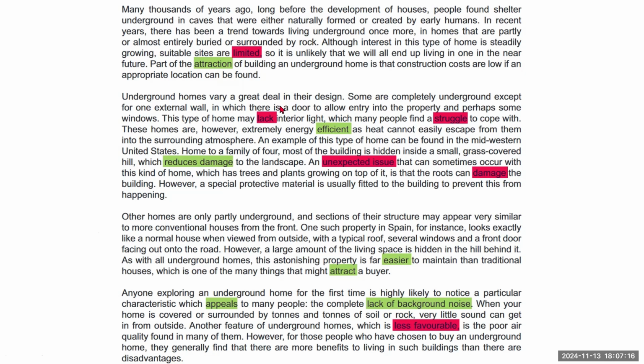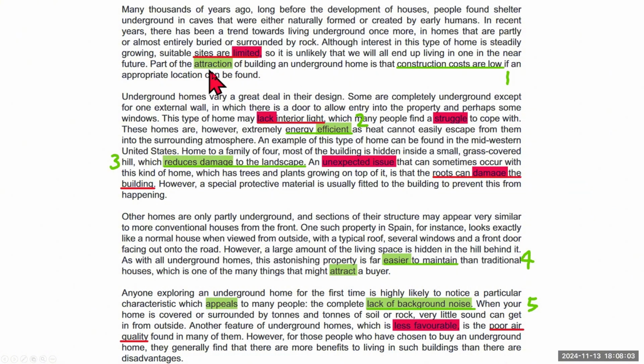For example, attraction, efficient, reduces, damage. Sometimes it's not just one word, it may be a short phrase. Easier, attract, appeals, lack of background noise. So another phrase here. In red are the words with negative connotation. So for example, limited, lack, struggle, unexpected, issue, damage, less favorable. So once I've done that, it's very easy to find the benefits and the disadvantages.